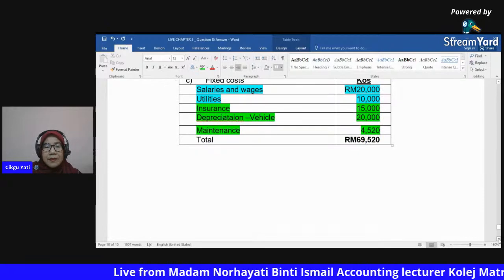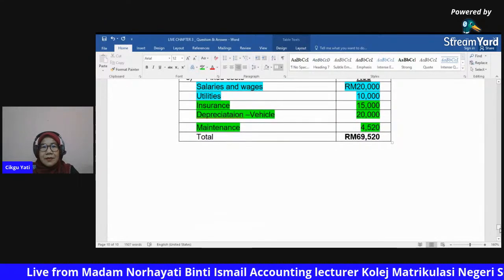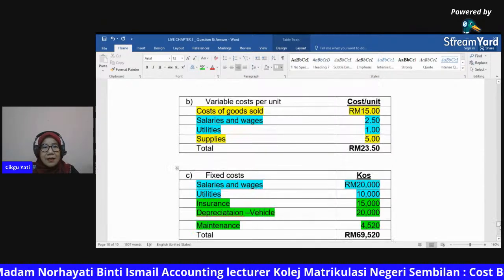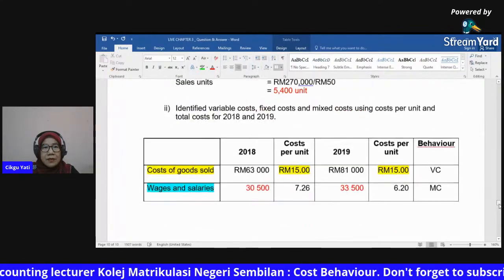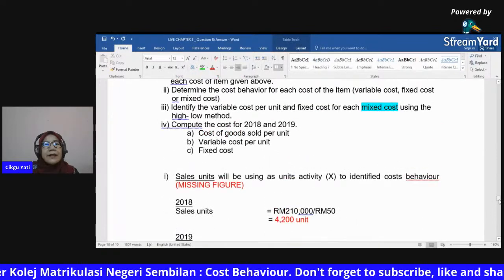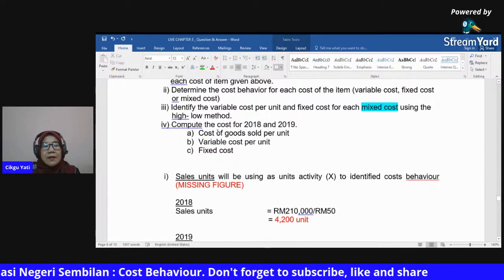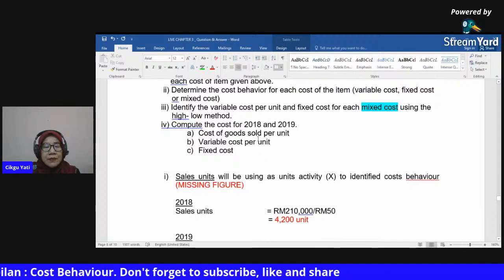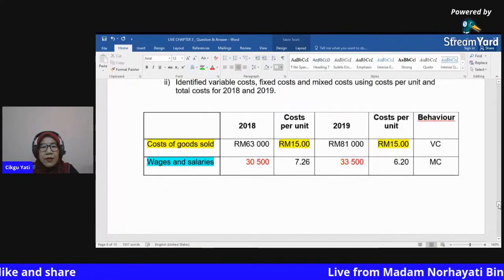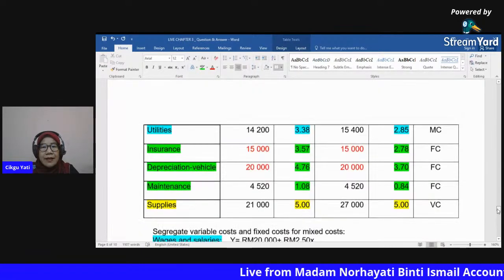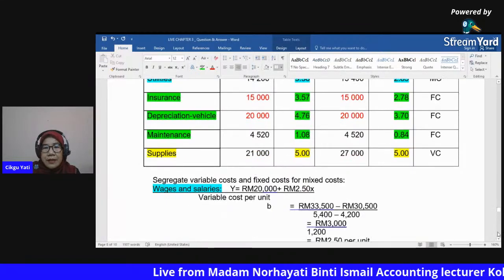Oh, finished. Okay, finished already. So this is the last answer. Okay, you just remember that. Actually, what was the question just now? I think, yeah, that's the question. Yes, you have to calculate cost per unit, cost of goods sold, variable cost per unit, and fixed cost. That one is for the total cost item. And hopefully you really understand.